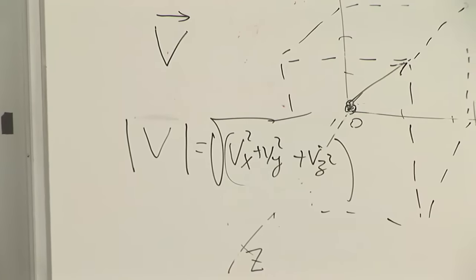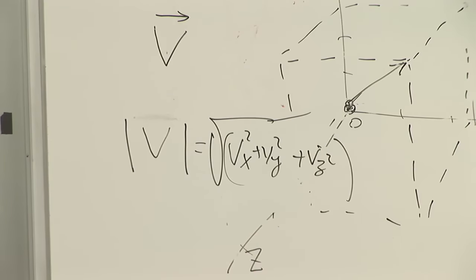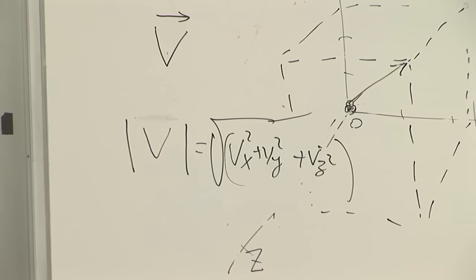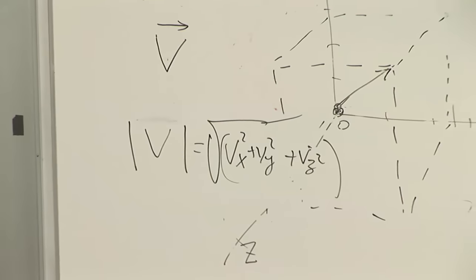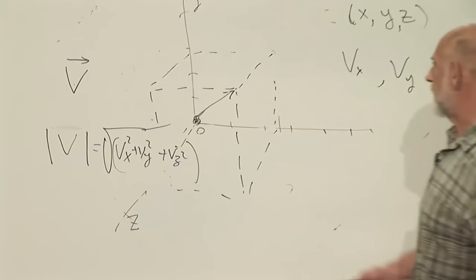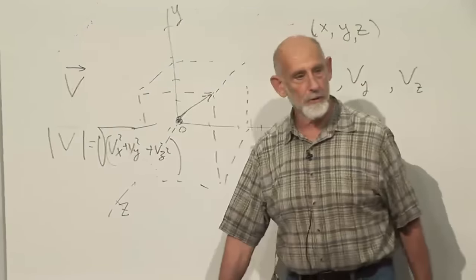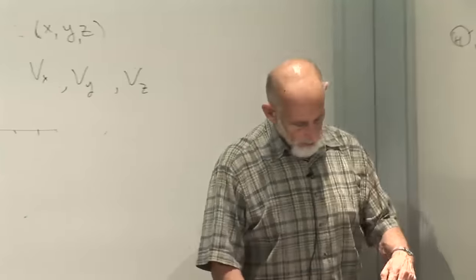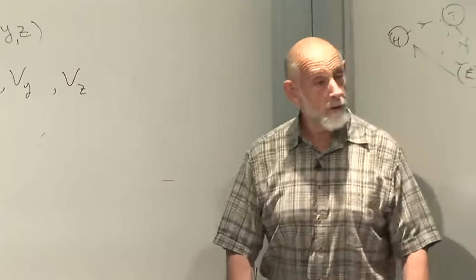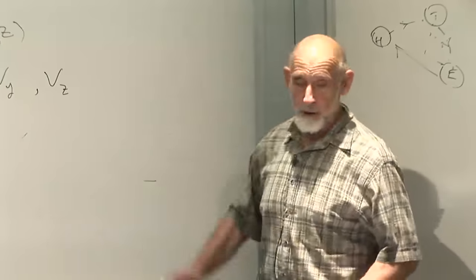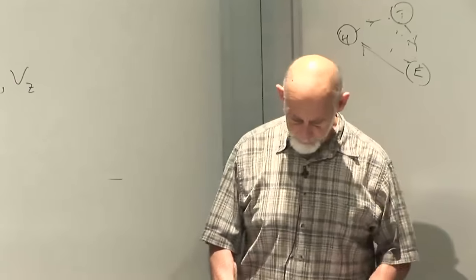And the direction of the vector is encoded in the ratios of the different components. For example, if the x component is much bigger than the y component, then the vector is pointed more or less along the x-axis and so forth. The components can be positive or negative. If they're negative, they're pointing along the negative axis and so forth.